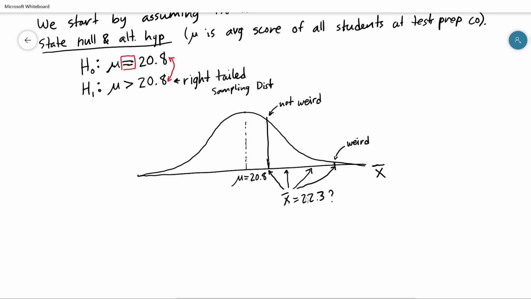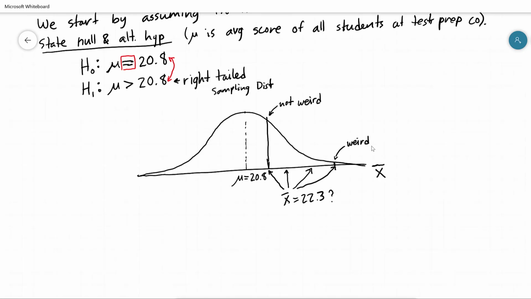And we want to look at this result and see, under the assumption that they don't score better than anybody else, is this a weird result or is it a not weird result? If it's close to the value I was expecting, it's not that weird. If it's way out here in the tail, that would be weird. That would be unlikely to have just totally happened by chance. And that's what this ultimately boils down to. So we just need to figure out where our x-bar falls.